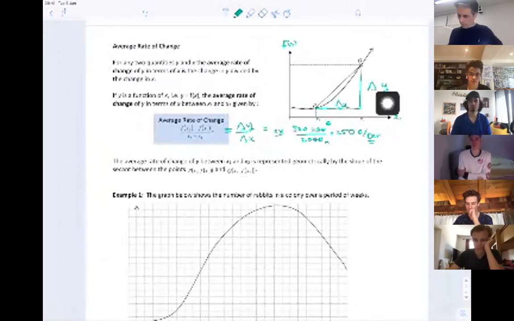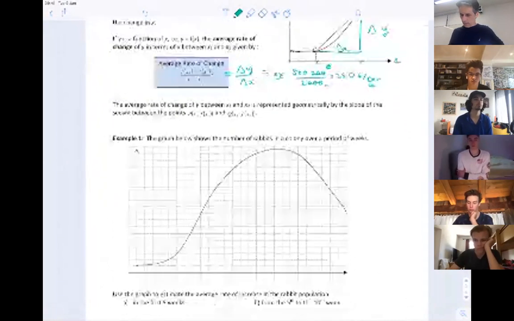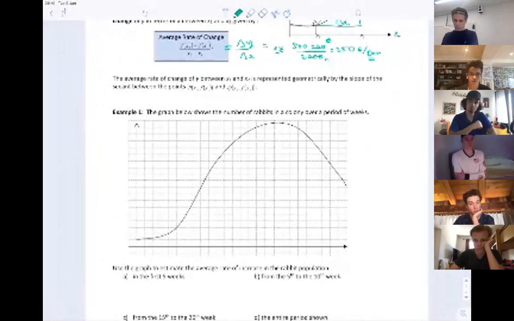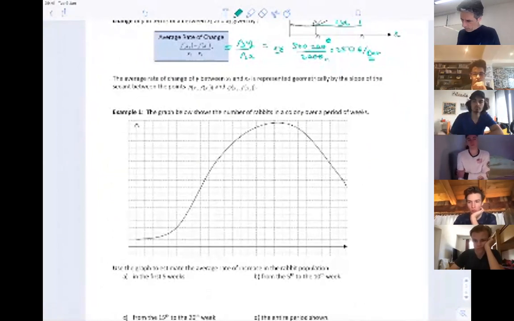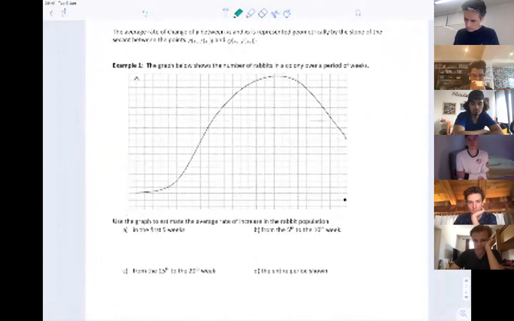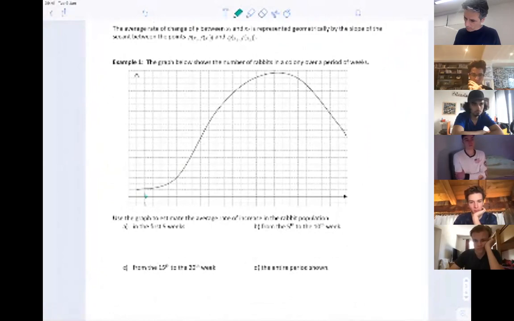You're going to work with that today, later on when you do the Desmos activity, and also when you're working with the homework. But let's just get a little practice here. So the average rate of change is represented geometrically by the slope of the secant between the two points. Let's pretend that this is a colony of rabbits. Let's put some units on here. We have to go up to 20 weeks. I believe each one of these represents one week.